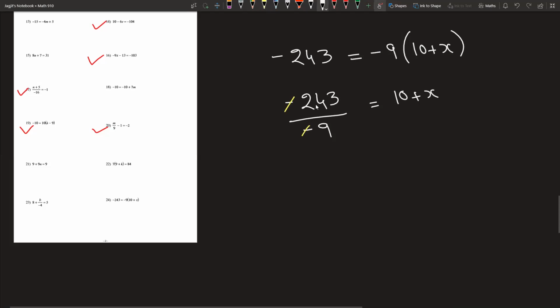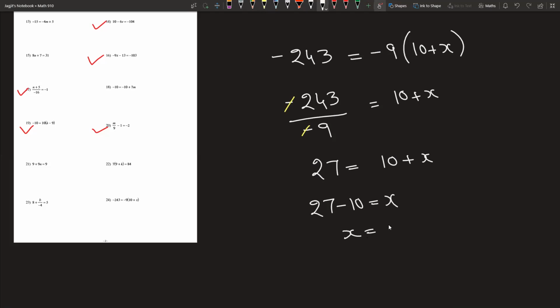What's 243 divided by 9? Punch it in, folks. 243 divided by 9 is how much? Is it 27? Yeah. Okay, then plus 10 will come here and become minus 10. So x is equal to 17. Do you guys understand that?